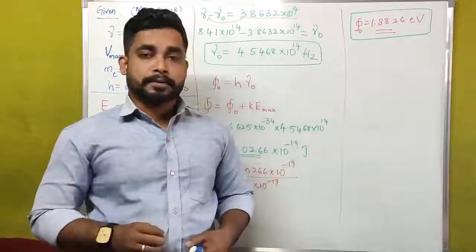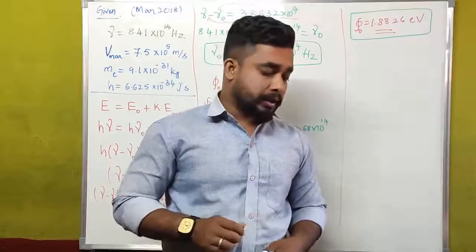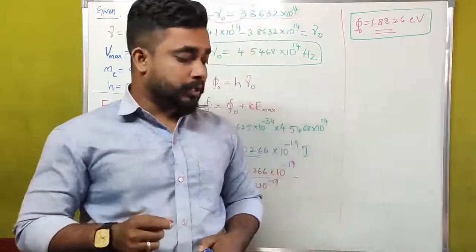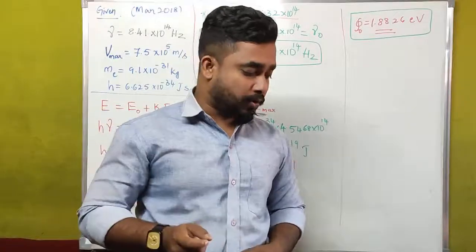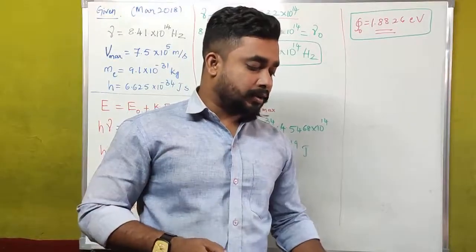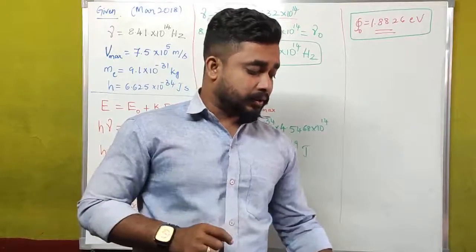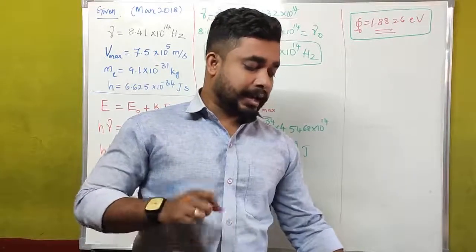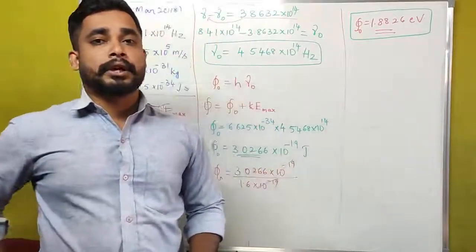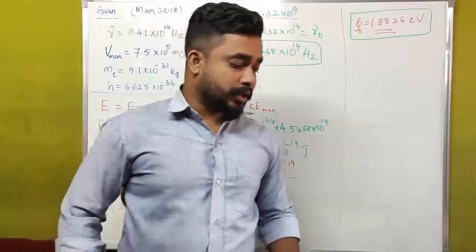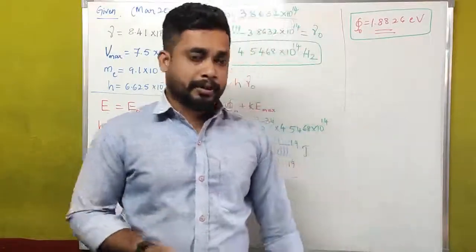And the next problem which we are going to deal with is the March 2017 question. The first member of the Balmer series of hydrogen atom has a wavelength of 6563 angstrom. Calculate the wavelength and frequency of the second member of the same series. Given c is equal to 3 into 10 to the power of 8 meter per second. Once again, I am going to explain the problem.